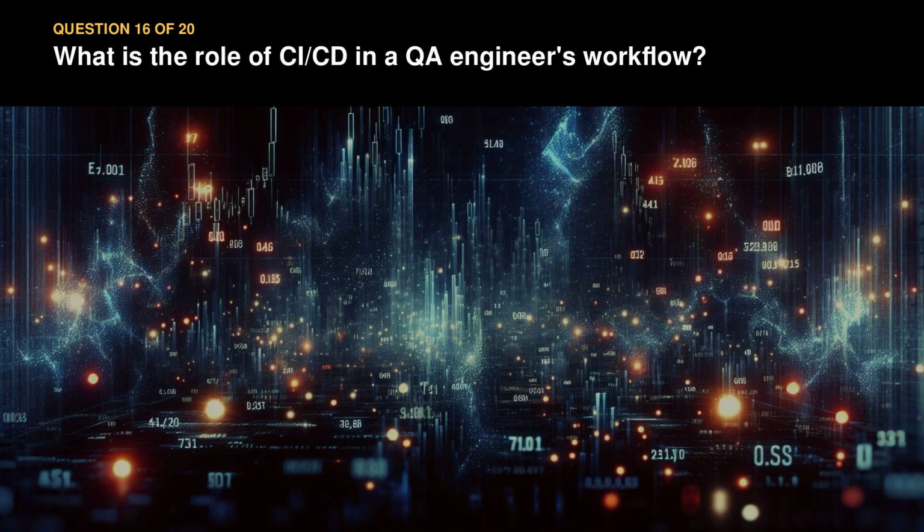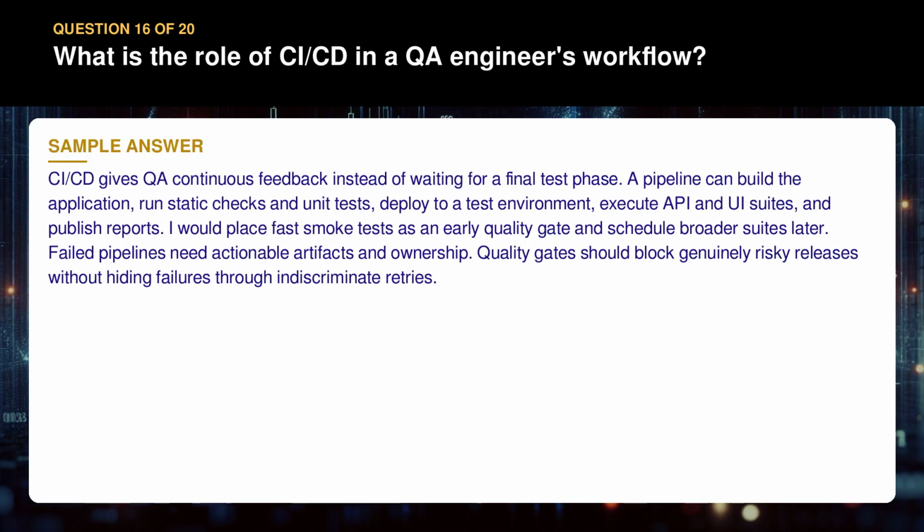Question 16. What is the role of CI/CD in a QA engineer's workflow? CI/CD gives QA continuous feedback instead of waiting for a final test phase. A pipeline can build the application, run static checks and unit tests, deploy to a test environment, execute API and UI suites, and publish reports. I would place fast smoke tests as an early quality gate and schedule broader suites later. Failed pipelines need actionable artifacts and ownership. Quality gates should block genuinely risky releases without hiding failures through indiscriminate retries.